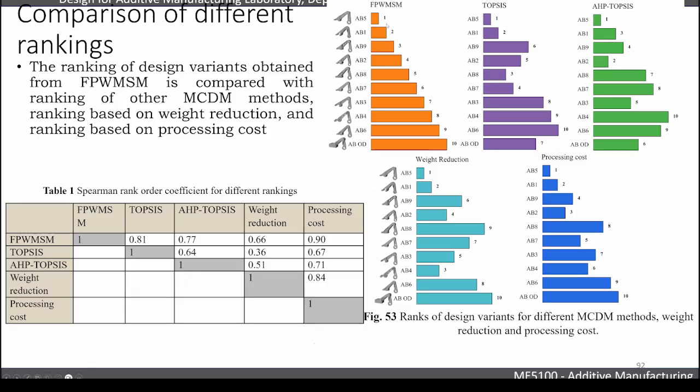So instead of the fuzzy power weighted Maclaurin symmetric mean operator, how does the ranking change if you use TOPSIS or AHP-TOPSIS, or simply weight reduction as a criterion or post-processing cost as a criterion? Then we would be able to calculate the Spearman rank correlation coefficient and see how the design freedom affects the overall improvement in sustainability on ranking over its entire life cycle. So we can just compare them using weight reduction. So cost and weight reduction.